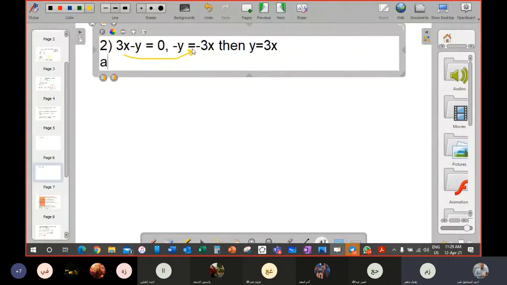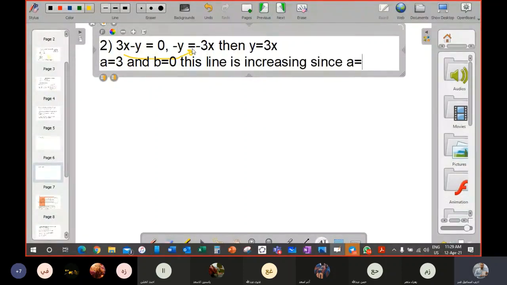Slope equals 3. And the y-intercept equals 0. Here the y-intercept is 0. And is this line increasing or decreasing? Increasing. This line is increasing since a equals 3, greater than 0. Okay?